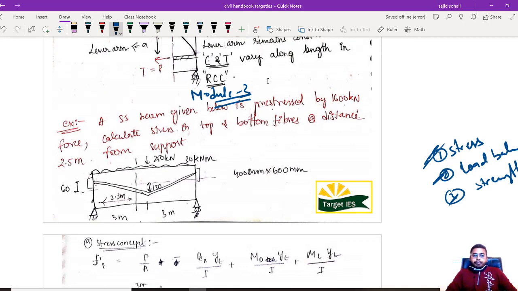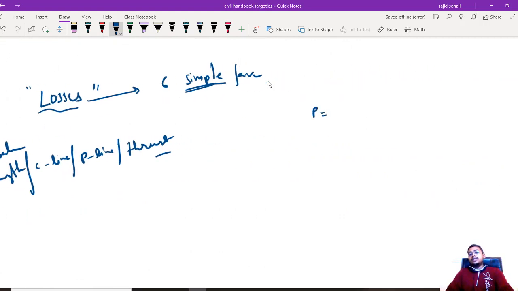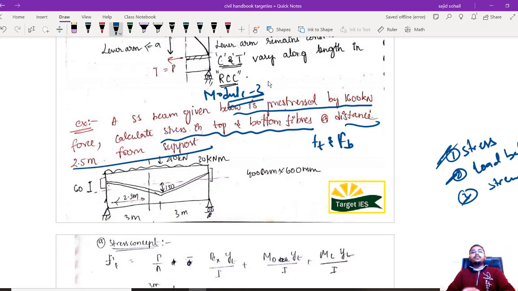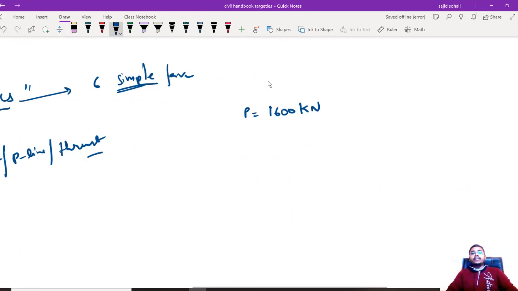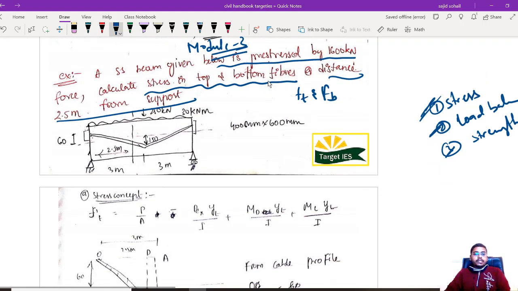A simply supported beam given below is pre-stressed by 1600 kilonewton force. So let us write here clearly what is my force of pre-stressing: 1600 kilonewton. He is saying calculate stress in top and bottom fiber. So he is asking us to calculate what is FT and FB at a distance of 2.5 meters from the support. So all I need is FT and FB at 2.5 meters from support. End of story.